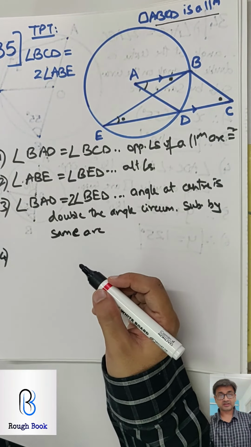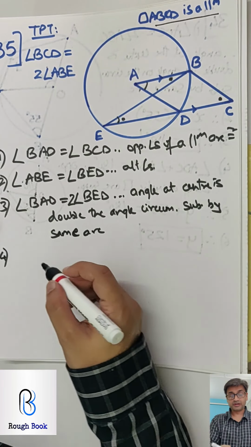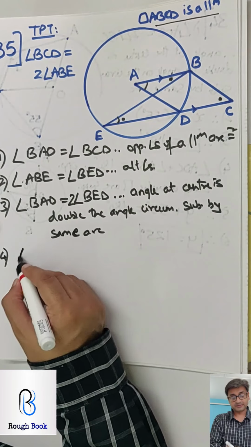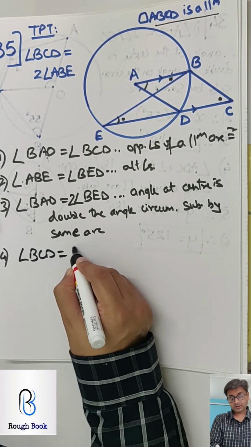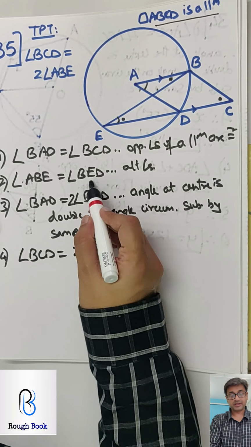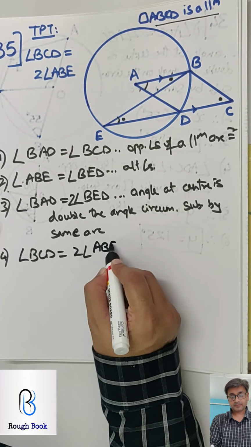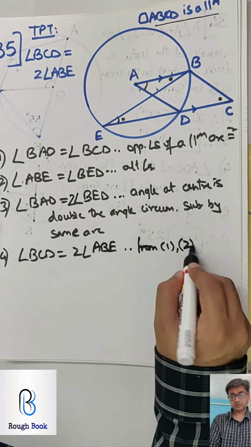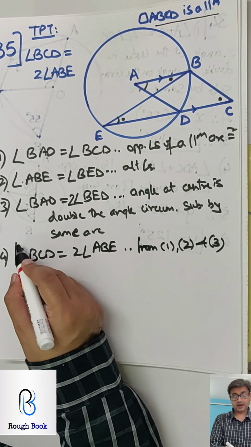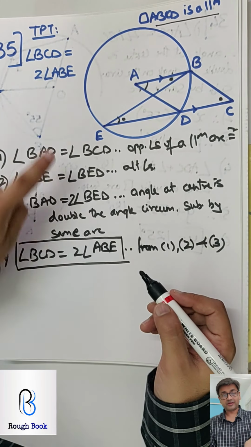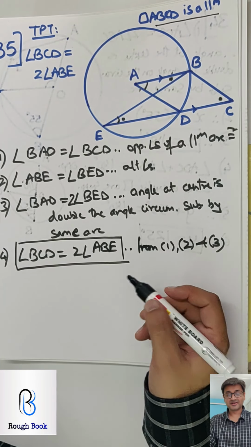Now connect these three statements and you're sorted. You don't believe me? BAD, BAD. So instead of BAD, write BCD. Double of BED equals to ABE. So instead of BED, write ABE. Write the reason as from 1, 2 and 3. Did the magic happen? Check. BCD double of ABE. Magic has happened, isn't it?